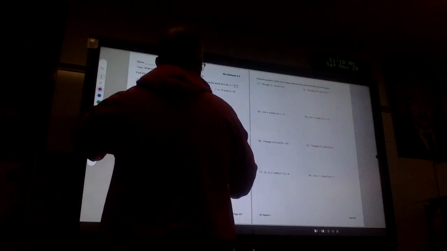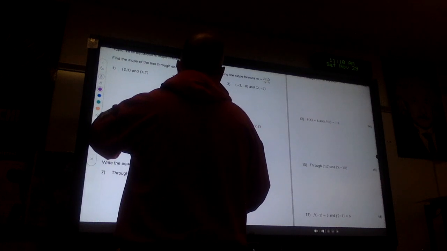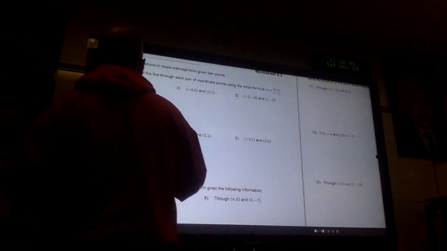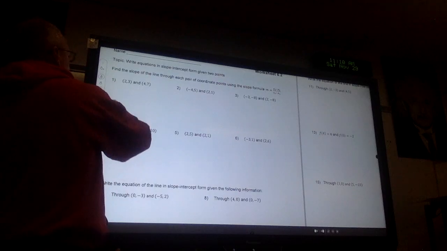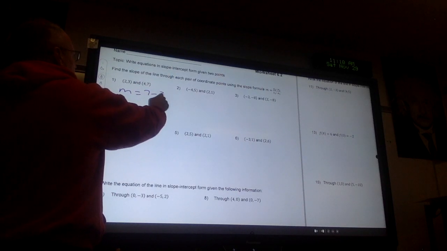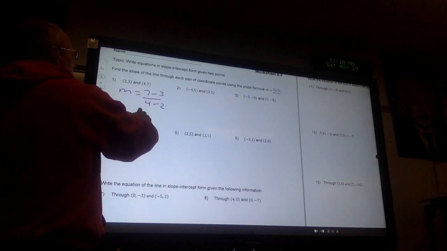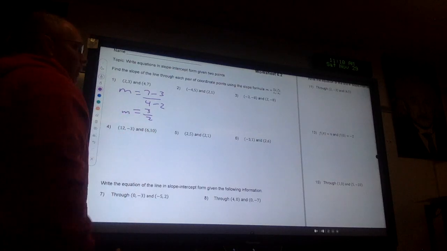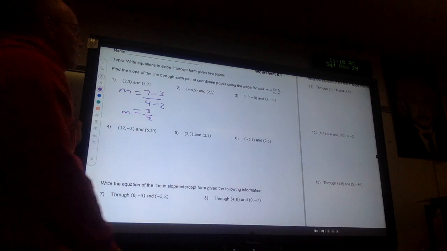Okay? So let's take a look at just finding the slope on these. So we're using the slope equation up above. So x1, y1, x2, y2. So I'm going to get 7 minus 3 over 4 minus 2. So that's going to give me 3 over 2. That's our slope. That's all we have to do. They just wanted us to find the slope.